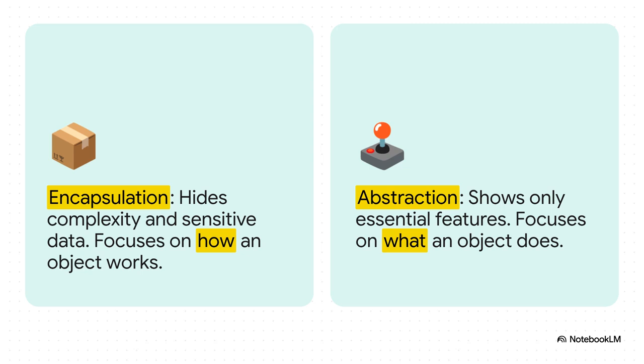Let's go back to the car analogy. Abstraction is the simple interface, the steering wheel, the gas pedal, the brakes. It's what you use. Encapsulation is the sealed engine block you never open, which protects all the complicated parts working together inside. It's how it all works.